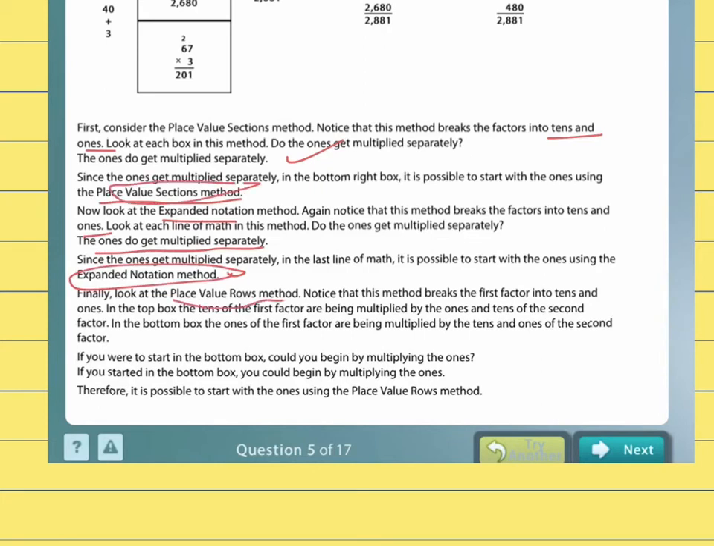Look at the place value rows and notice that this method breaks the first factor into tens and ones. In the top box, the tens of the first factor are multiplied by the ones and tens in the second box. In the bottom box, the ones factor are multiplied by the tens and ones in the second factor. If you were starting at the bottom box, could you begin multiplying by the ones? Oh, it's saying you can multiply by the ones. So, therefore, it's possible to start with the ones in the place value rows. So, I guess I was wrong. All of them you can start with the ones in any place value model.